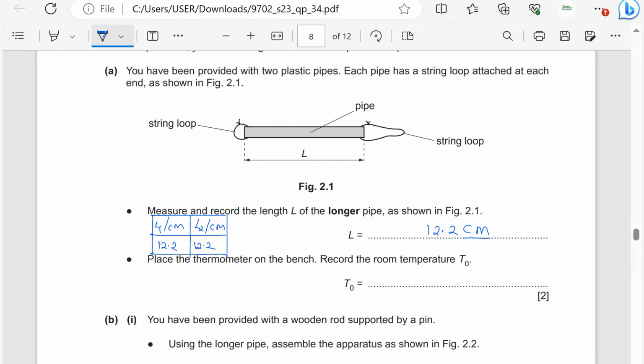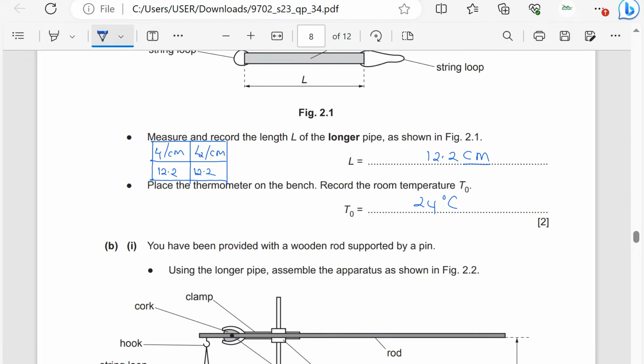Then place the thermometer on the bench, record the room temperature. So room temperature was recorded once. According to the confidential, the thermometer to be used had a precision of 1 degree, to the nearest degree. So that means the readings should be whole numbers. So my student here measured the room temperature as 24 degrees Celsius. The thermometer which was required in the confidential measures to the nearest degree, which means all measurements of temperature are whole numbers. So that's what my student recorded.